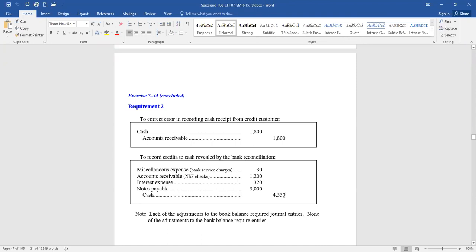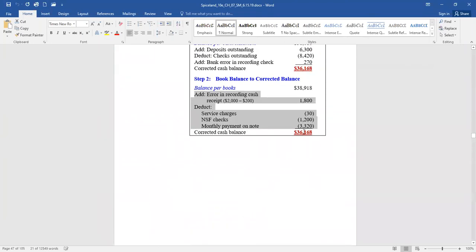And then credit cash. So when you add that 1,800 to the cash account and subtract the 4,550 from the cash account, which had a balance of 38,918. Am I right? Yep. The new balance in the cash account will be 36,168. And this process should be done at the end of each month.